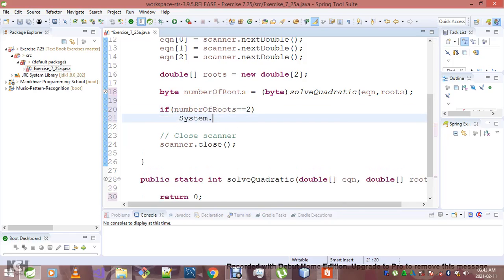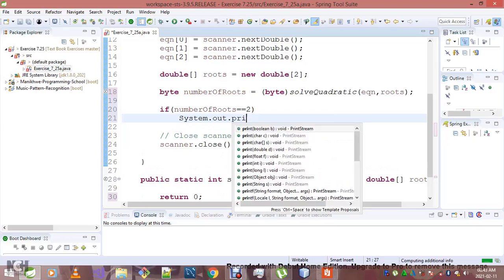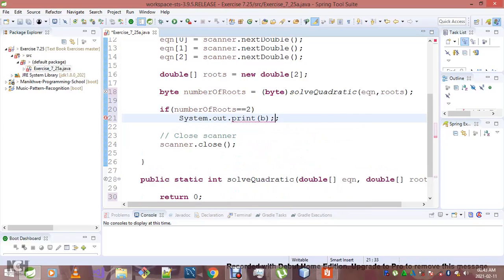I'll simply go system.out.print. Oh gosh, really, this is blowing my work. It's blowing away my work. Okay, my papers to be specific.